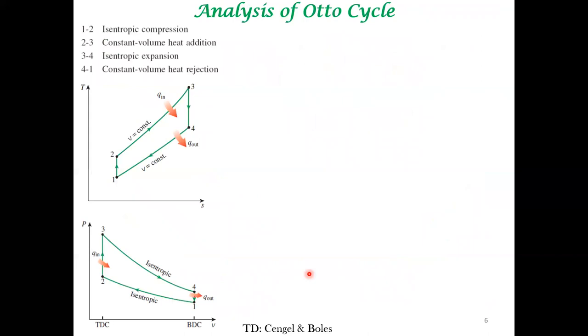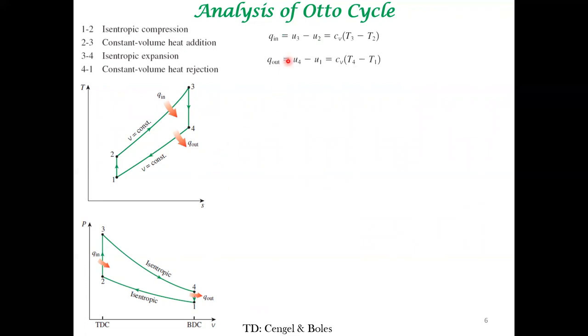All right, so how do you analyze an Otto cycle? This is fairly straightforward because this is a closed cycle. And we have already established the kind of equations that are relevant for this system. So let's look at it closely.